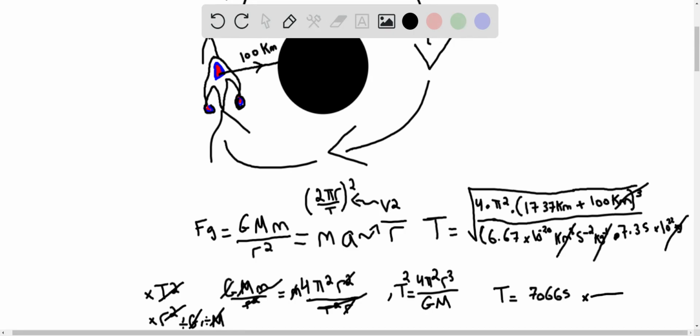To convert that to hours, divide by 3,600. Seconds cancel out, and you get about 2 hours. And notice, this is the same number of sig figs that you started out with.